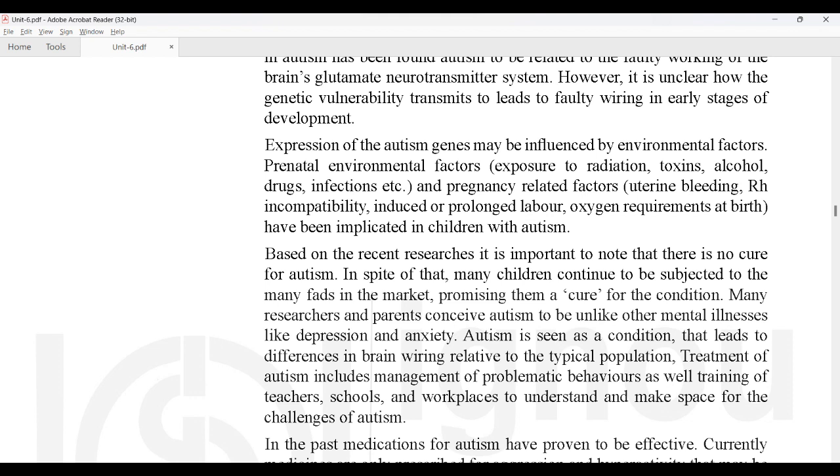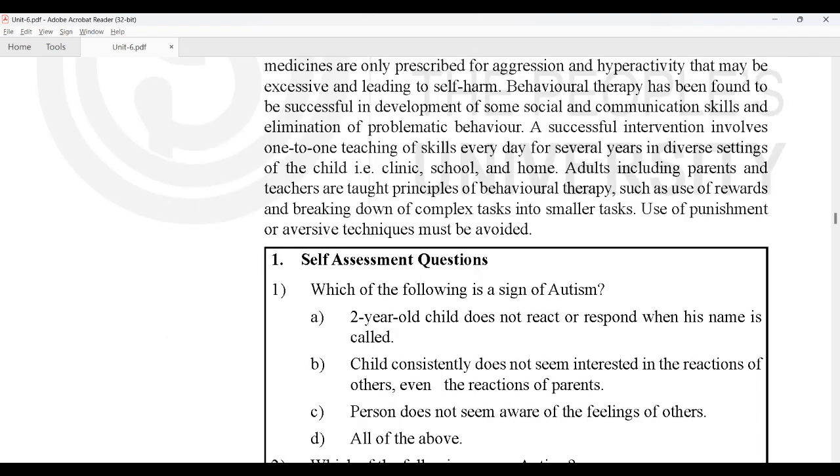In the past, medications for autism have proven to be effective. Currently, medicines are only prescribed for aggression and hyperactivity that may be excessive and leading to self-harm. Behavioral therapy has been found to be successful in development of some social and communication skills and elimination of problematic behavior. A successful intervention involves one-to-one teaching of skills every day for several years in diverse settings of the child, i.e. clinic, school, and home.